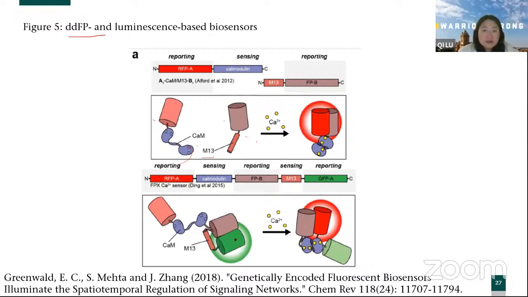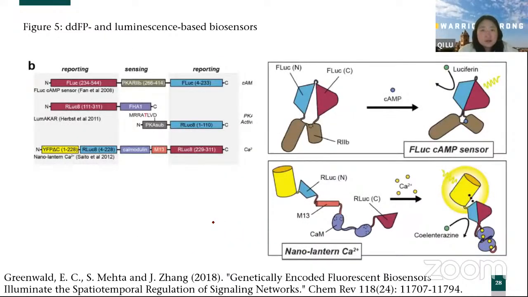Also, this one that's without binding, these two parts were far away, but after binding with calcium, CM combines with M13 in this approach. This is a GFP and fluorescent biosensor.